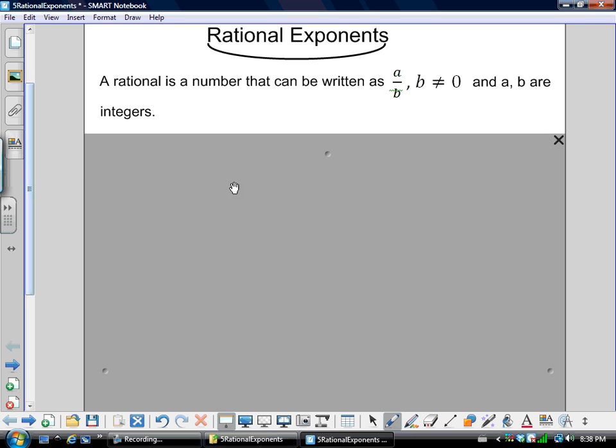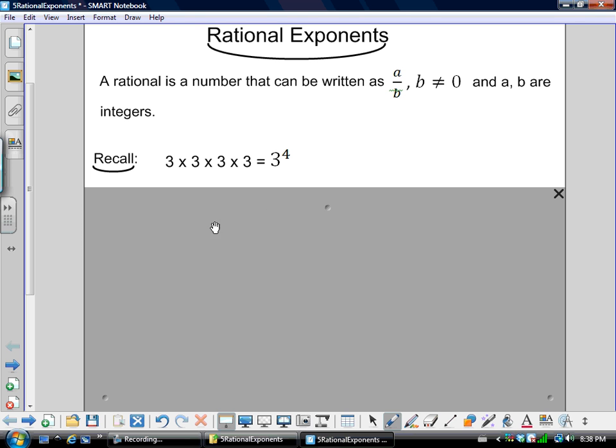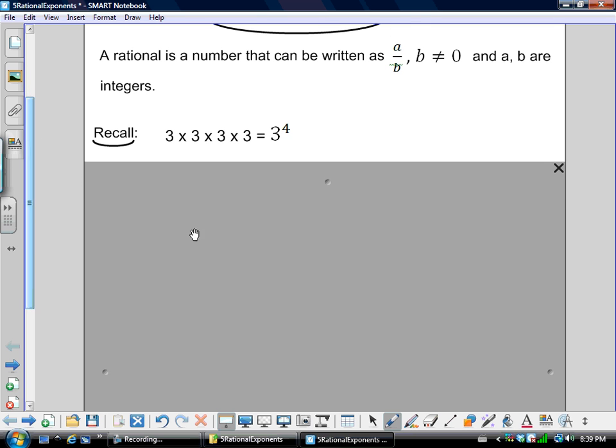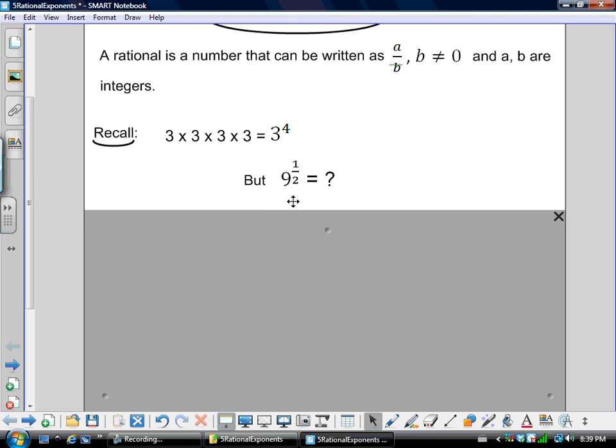Now, there's an issue with that because if you recall when you first learned about exponents, exponents was defined as repeated multiplication. So 3 times 3 times 3 times 3, and they define that as 3 to the power of 4. So we take the base 3, we multiply by itself 4 times. Now the problem is, when I'm talking about rational exponents, is the following. How then can I define 9, the number 9, to the power of 1/2?